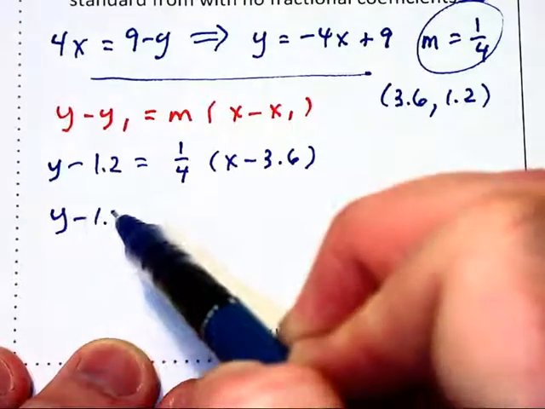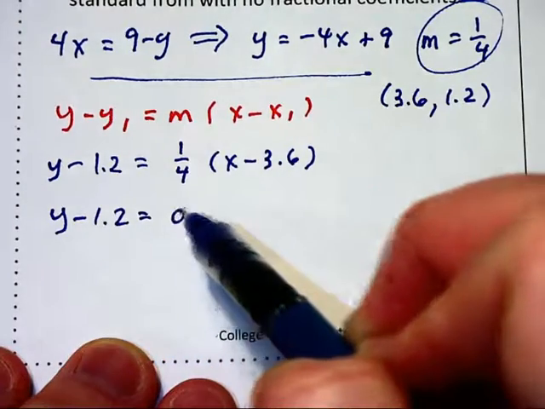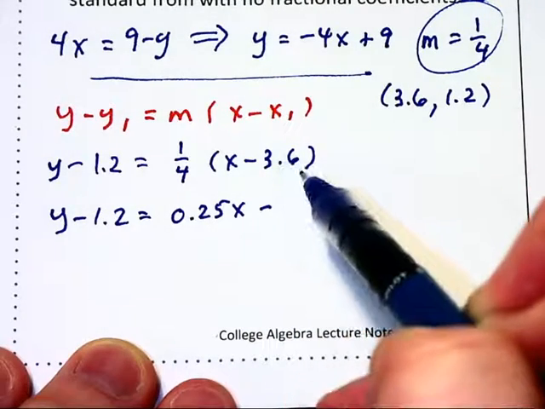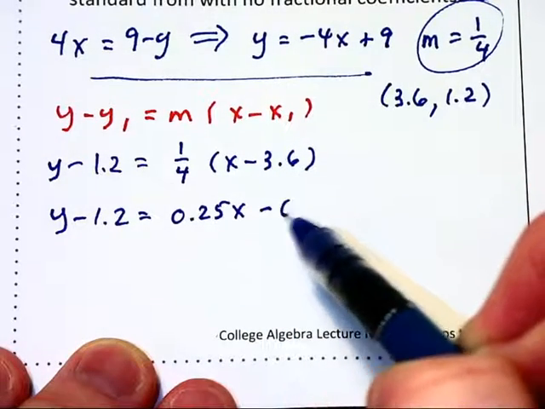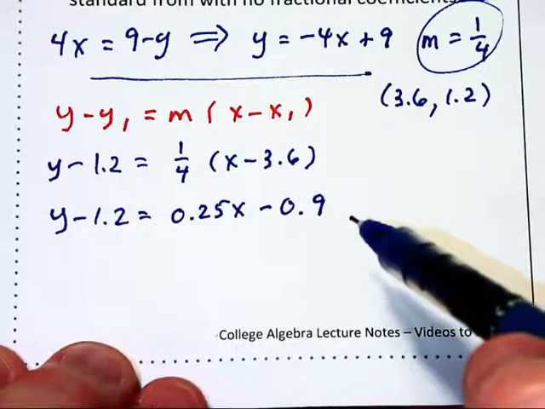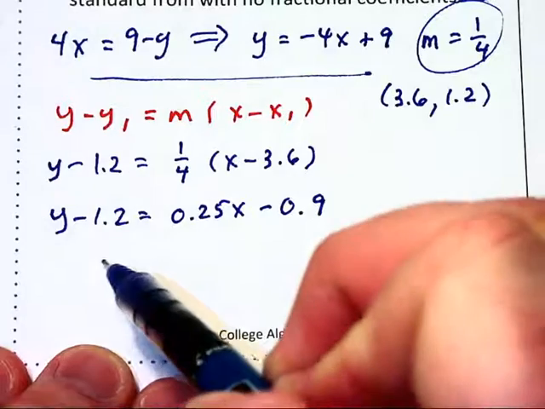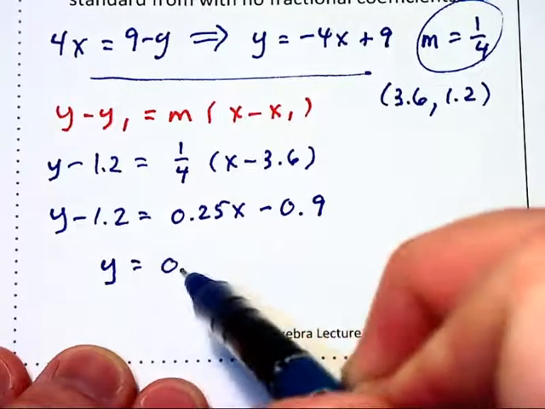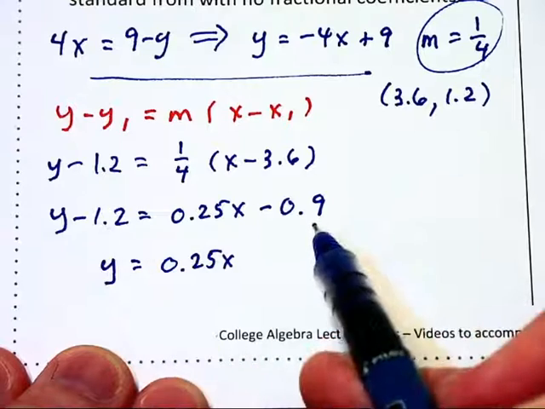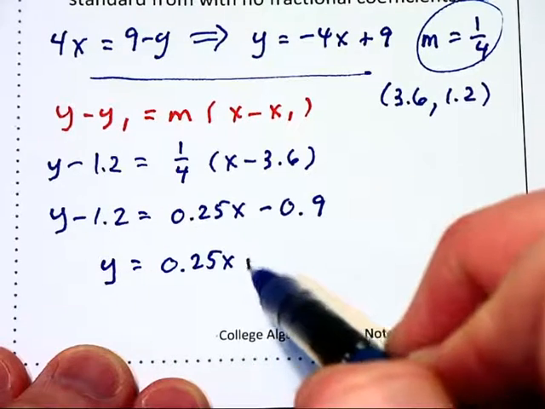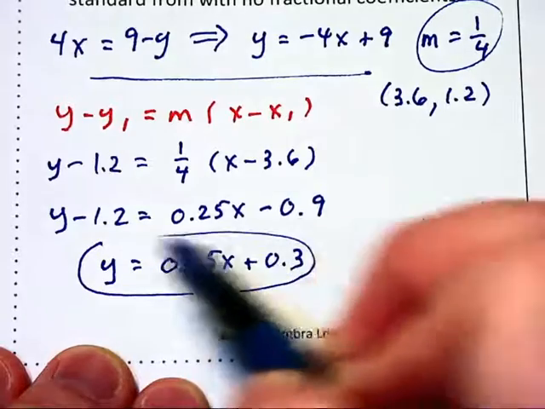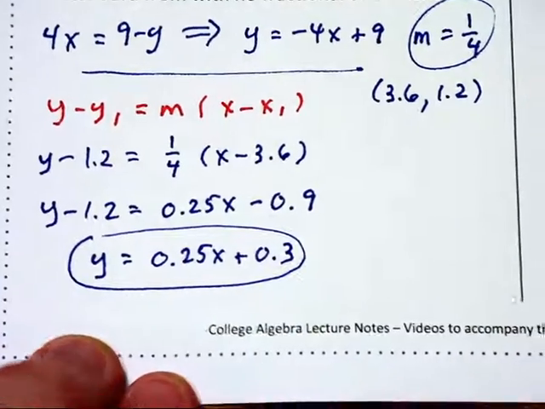Okay, let's do the distribution on the right. y minus 1.2 is equal to 0.25x minus, and 1/4 of the 3.6 is 0.9. We want this in slope-intercept form, so we're going to have y equals 0.25x. We're going to add the 1.2 to both sides to get plus 0.3 on the right. And there we have it in slope-intercept form.